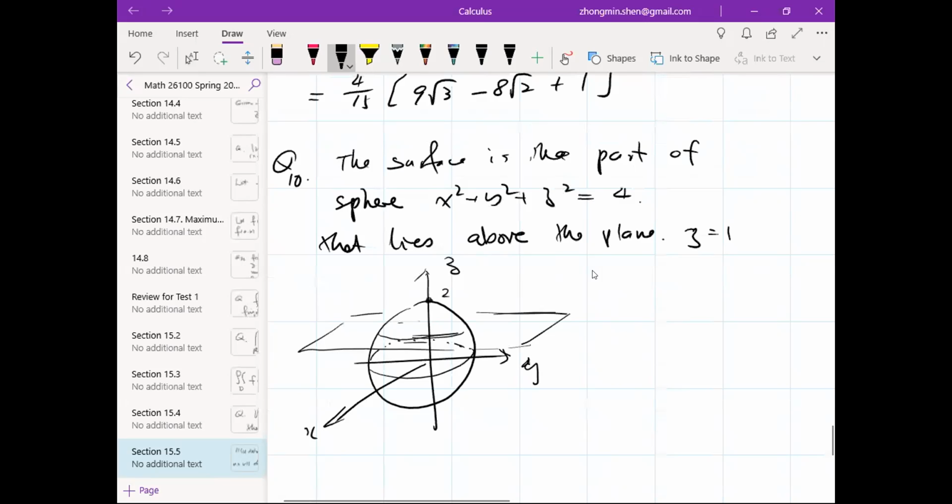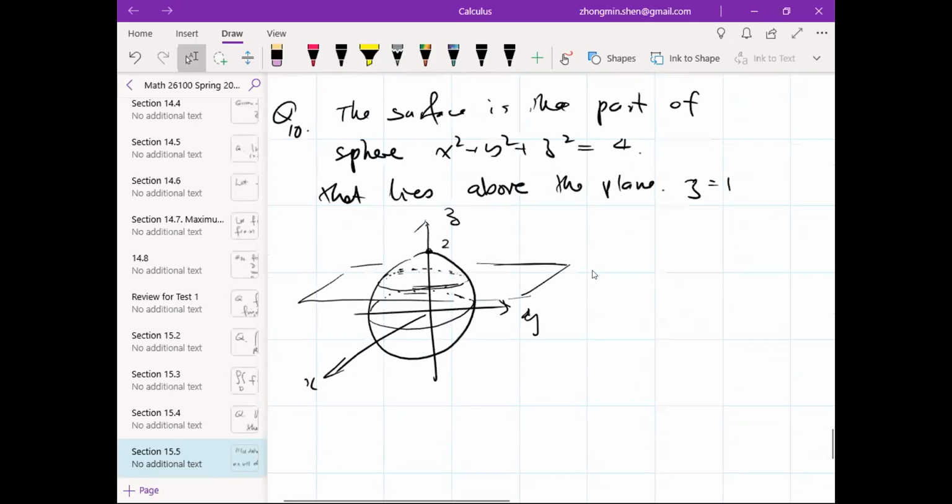Some students can draw a very perfect picture. So you see, this is a cross section, right? There's a circle around that. And behind, if it's invisible, you put dots. All right, so now this looks like the plane. It's not perfect, but at least you can see that. Okay, so we are talking about this portion of the surface.